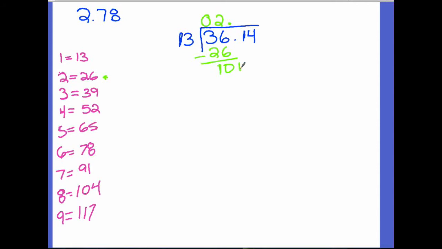Number 3. 13 times what will get me close to 101 without going over? Okay, 7, because if I did 8, it would be too big. So we're going to do 7. 7 times 13 is 91, subtract it. Now what do I do? Bring down the 4. Gives me 104. How close can I get to 104 without going over? 8 times.